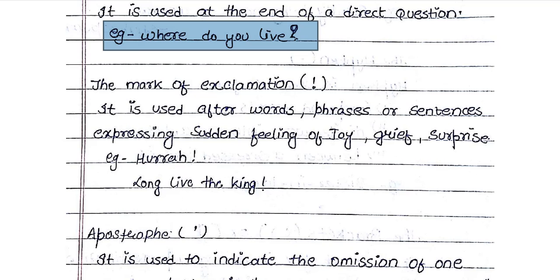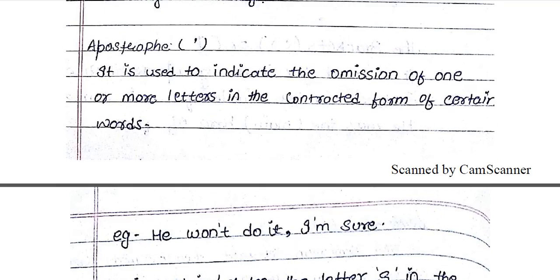The mark of exclamation. It is used after words, phrases, or sentences expressing a certain feeling of joy, grief, surprise. Example: hurrah! Long live the king. So it is basically used after expression. Sorry, it is used after words or phrases that denote expressions like joy expression, grief expression, surprise expression. Okay. Next one is apostrophe.